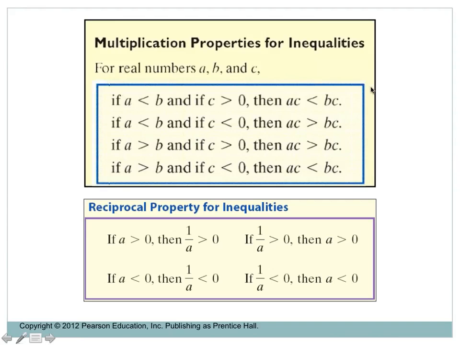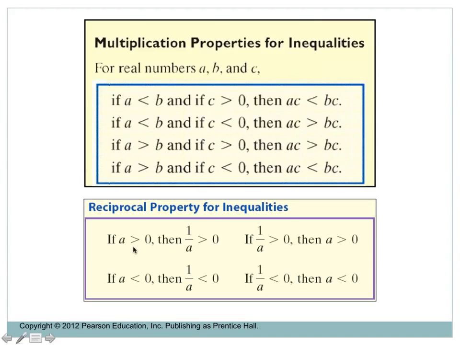Now, multiplication properties, what you need to remember is that if you multiply by a positive number, then your inequality stays the same direction. So that's this first line here. So if you multiply by a positive number on both sides, then your inequality stays the same. But if you multiply or divide by a negative number on both sides, then your inequality is going to flip. Okay, so you need to be careful with that. If you multiply or divide both sides by a negative number, then you need to flip the direction of your inequality.